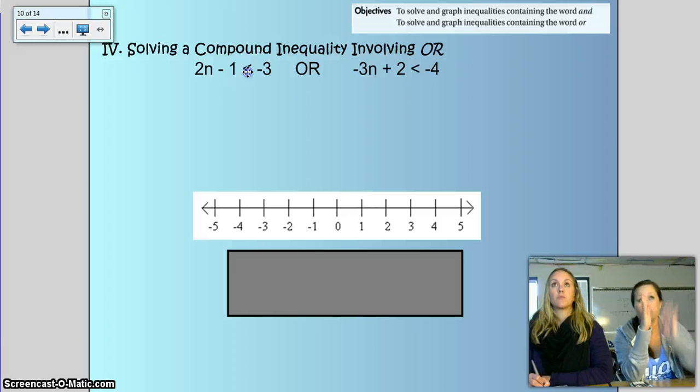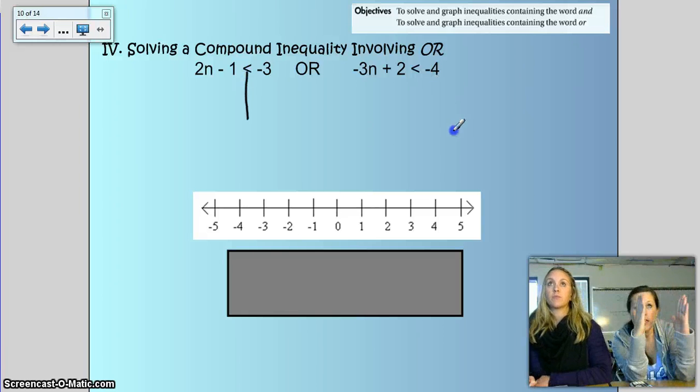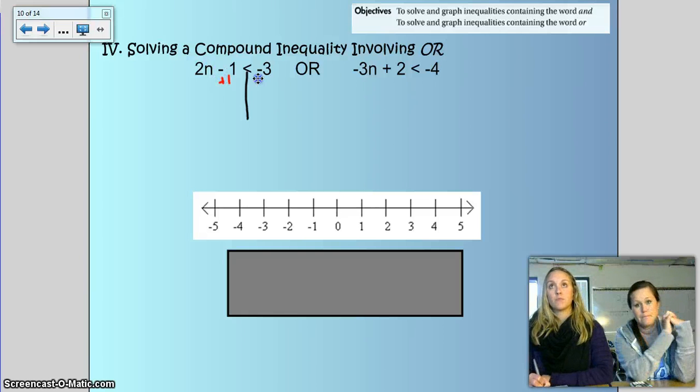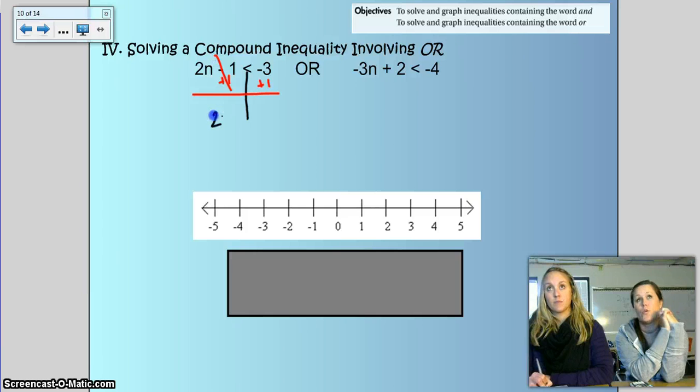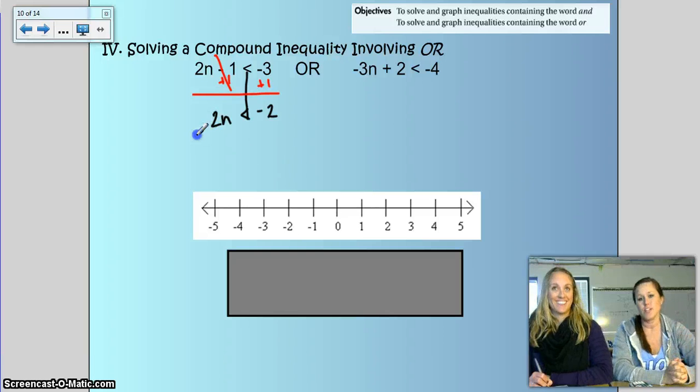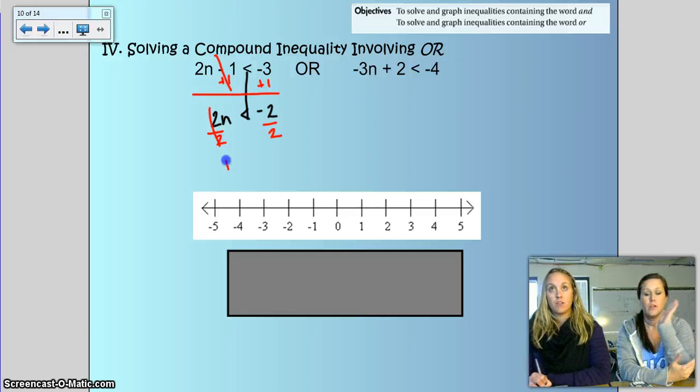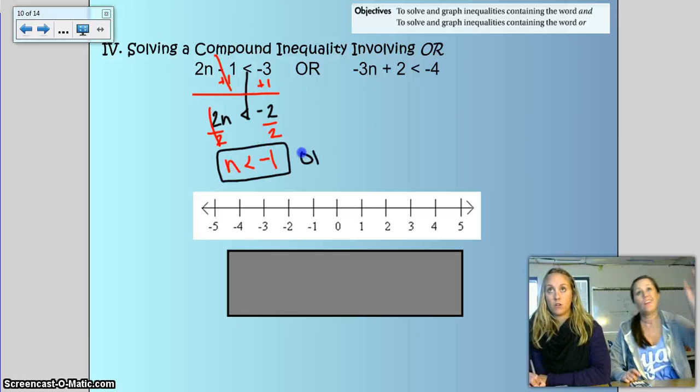Okay. So look at the left one first. We'll zoom in on 2n minus 1. So plus 1, plus 1. 2n is less than 2. Divide by 2. I don't need to flip the sign because my negative is not traveling. So n is less than -1.